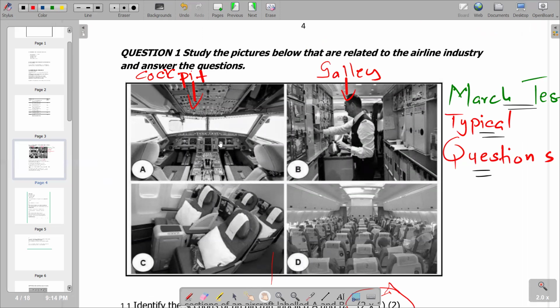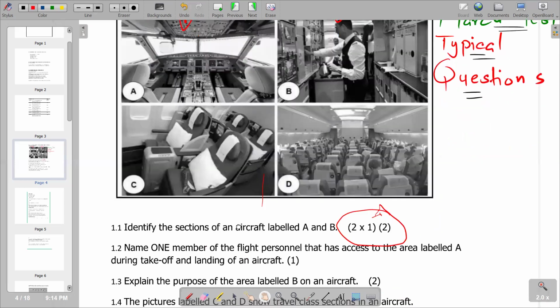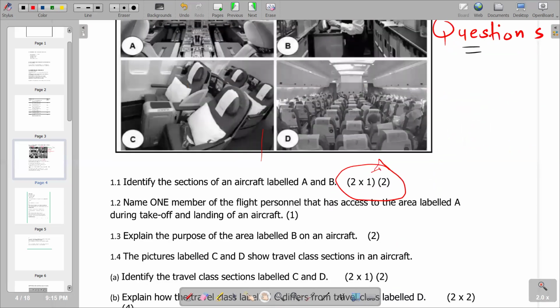So basically, we are talking about the pilot, and also the co-pilot and flight engineer. Co-pilot and flight engineer can also relate to A. Those are the responses that you can give there. So for 1.2, we can say pilot. Remember, our question is only asking for 1 member. So basically, that's what we have.